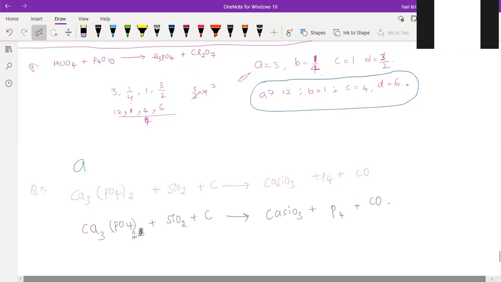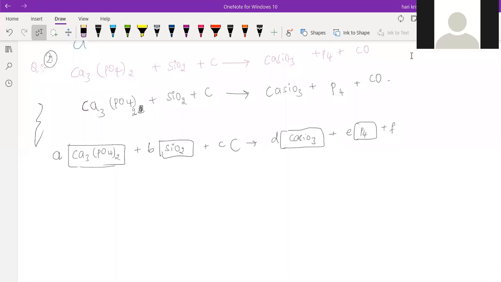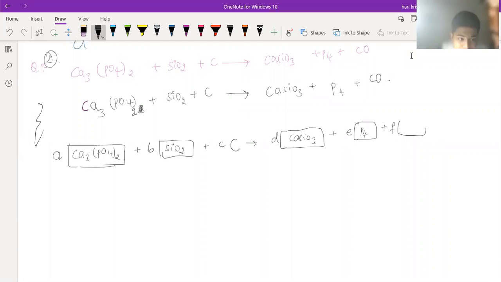Got the answer? So this is the first step, writing the coefficients in front of each and every compound. I'm writing in the shortcut way.